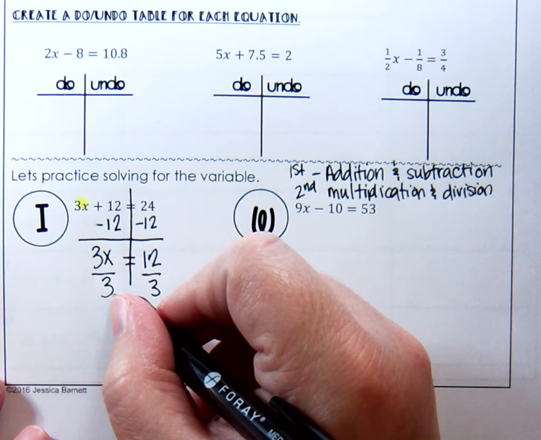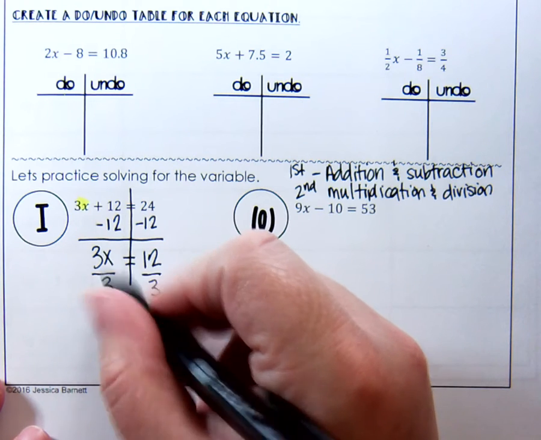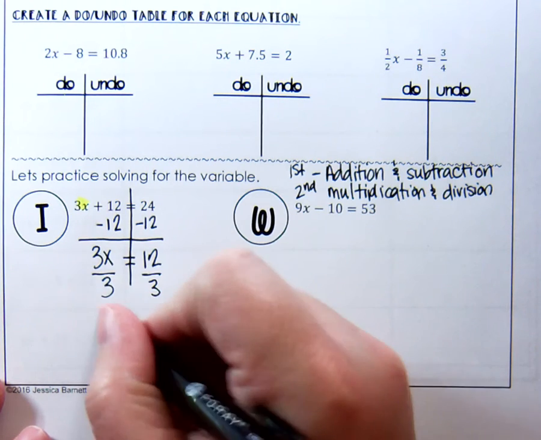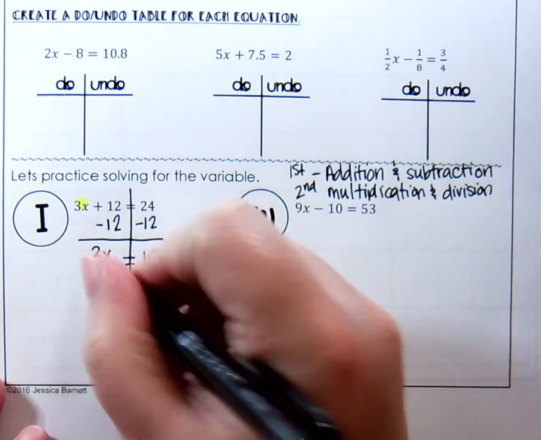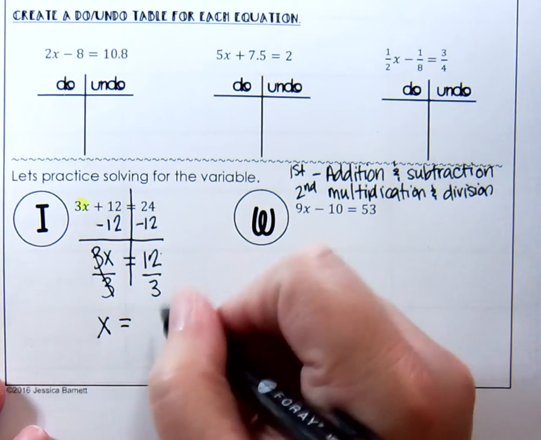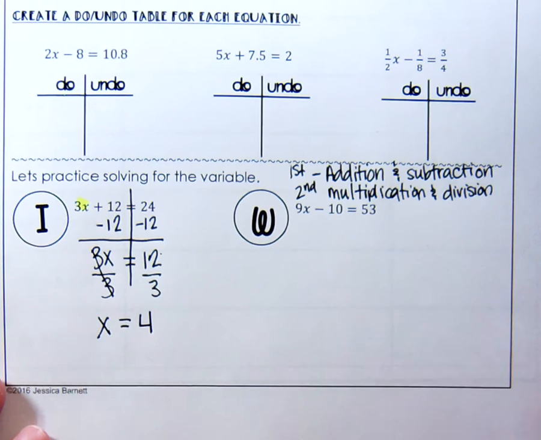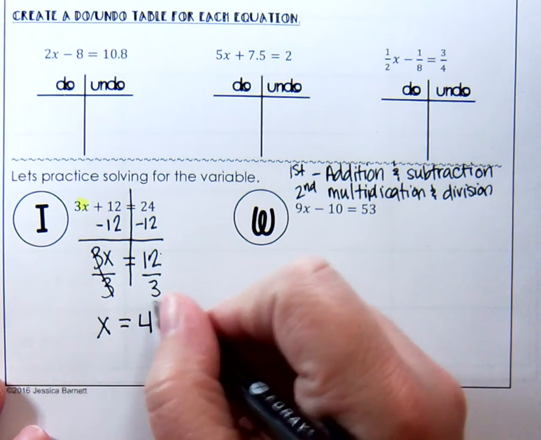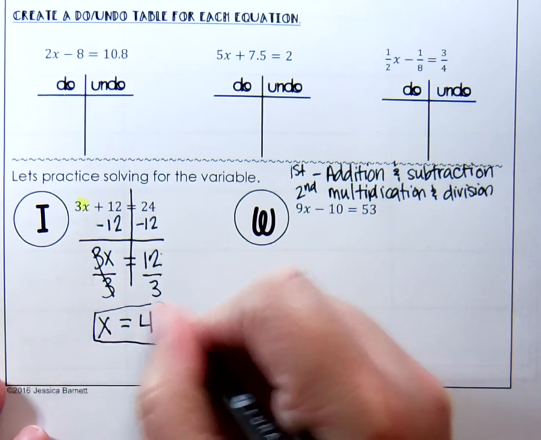So 3 divided by 3 is 1, which means that I don't need to write this because 1 times x is just x. And then 12 divided by 3 is 4. So the solution to this equation is x equals 4.